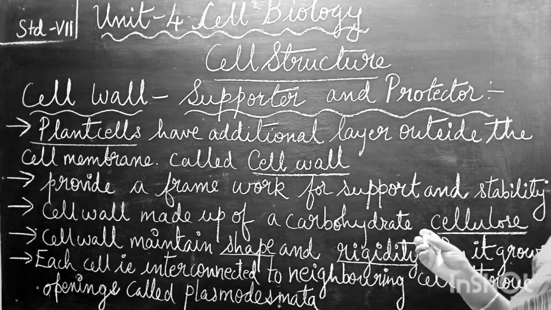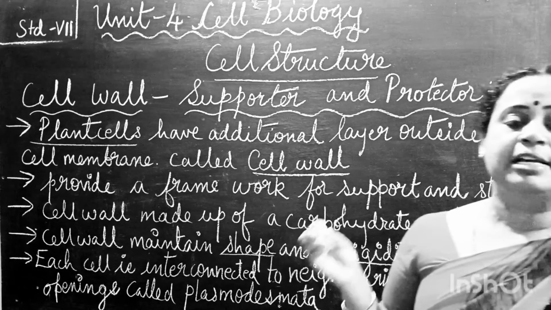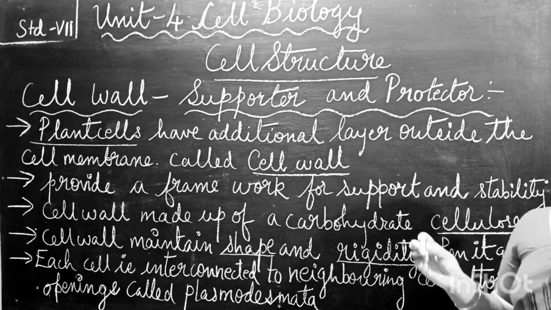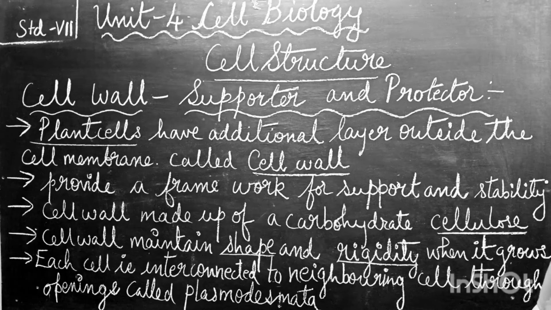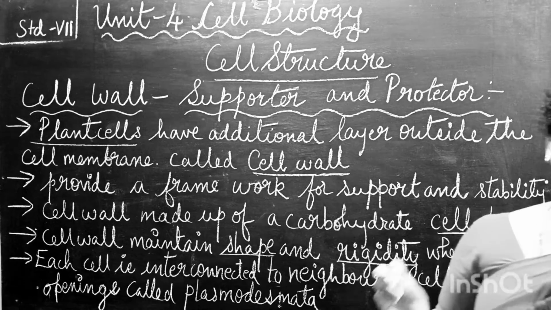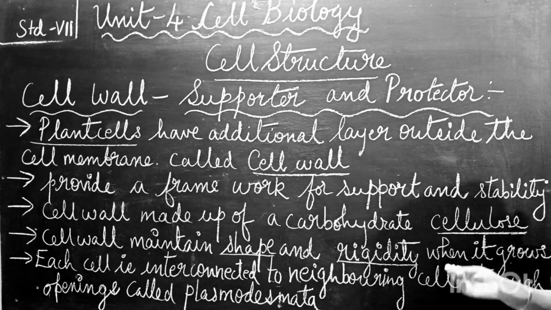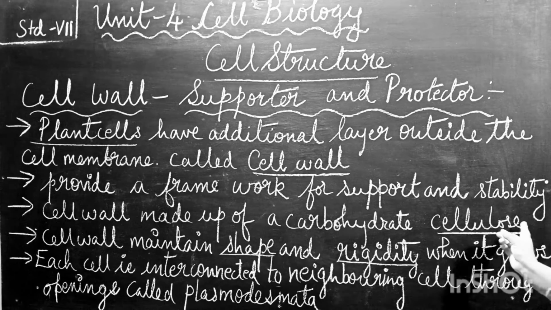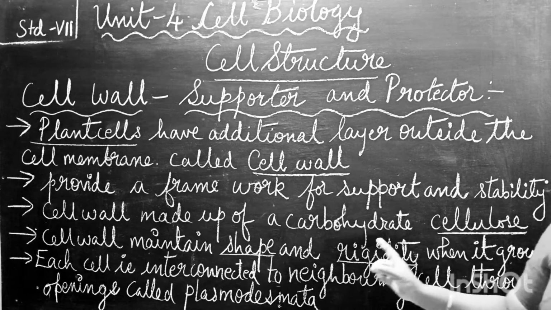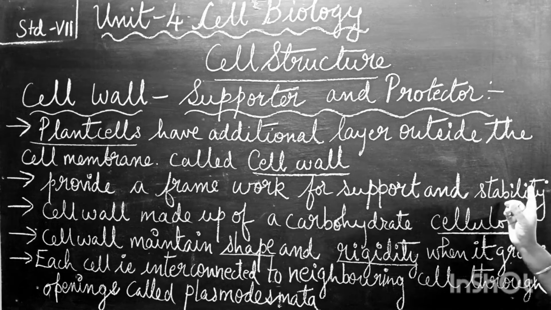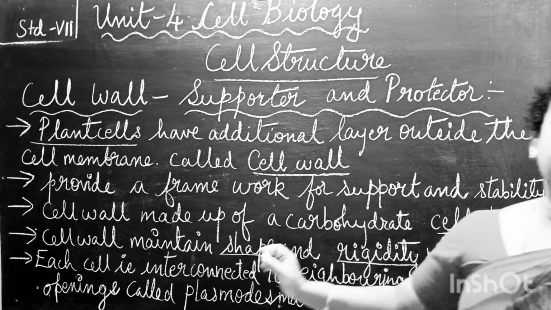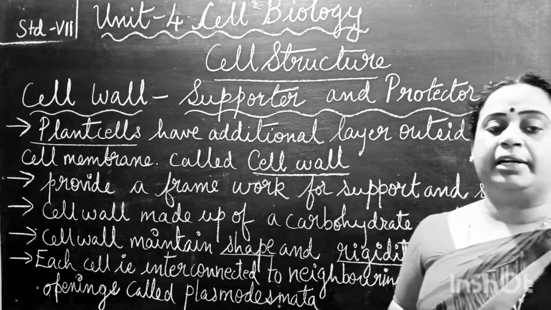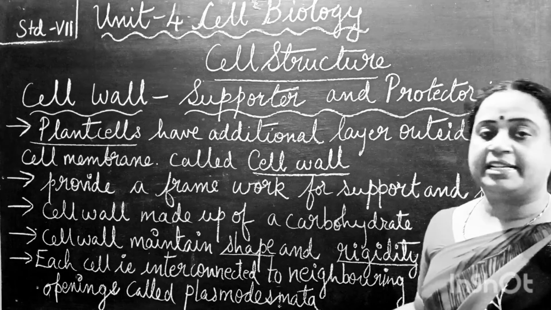I'll summarize once again. Cell wall acts as a supporter and protector. It is an additional layer present around the cell membrane of a plant cell. It is made up of a carbohydrate compound called cellulose. The cell wall provides a framework for support and stability. It maintains shape and rigidity as the plant grows upright to a great height. Each plant cell is interconnected to the neighboring plant cell through a tiny opening called plasmodesmata.